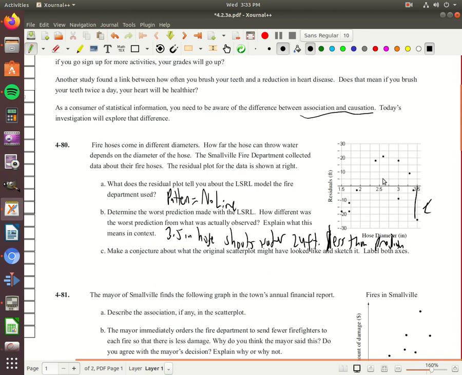Then again, I don't want you to think it's no big deal if it shoots 21 feet further. I mean, maybe you're knocking down walls instead of putting out fires at that point. So this could also be its own problem. Probably the best thing is you get an accurate prediction. So make a conjecture about what the original scatter plot should have looked like and sketch it. So here's probably what it looked like originally. Again, the X is the same. So this is our hose diameter.